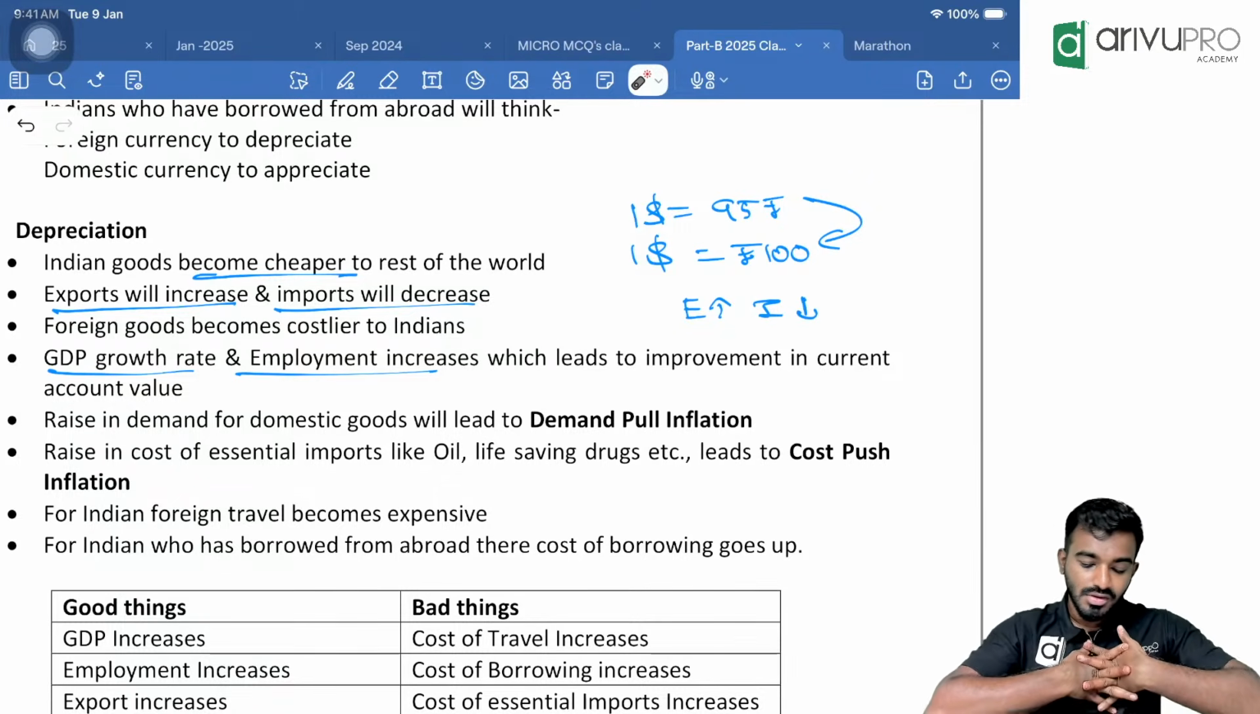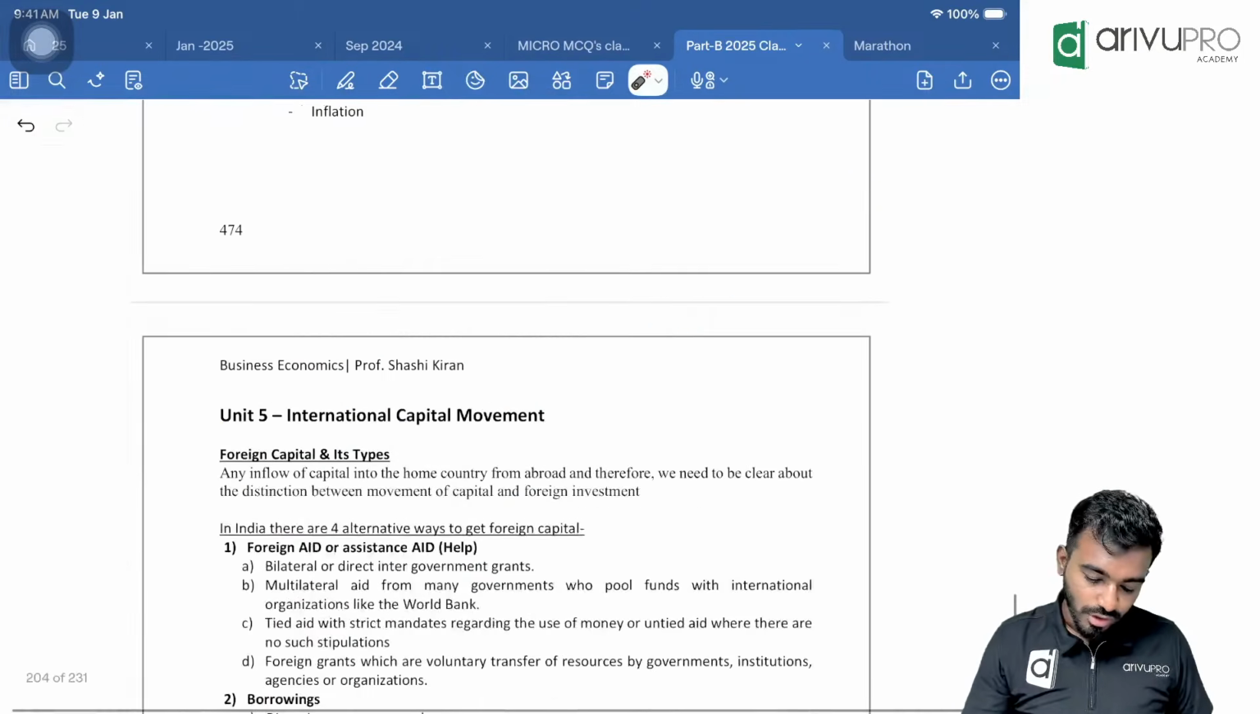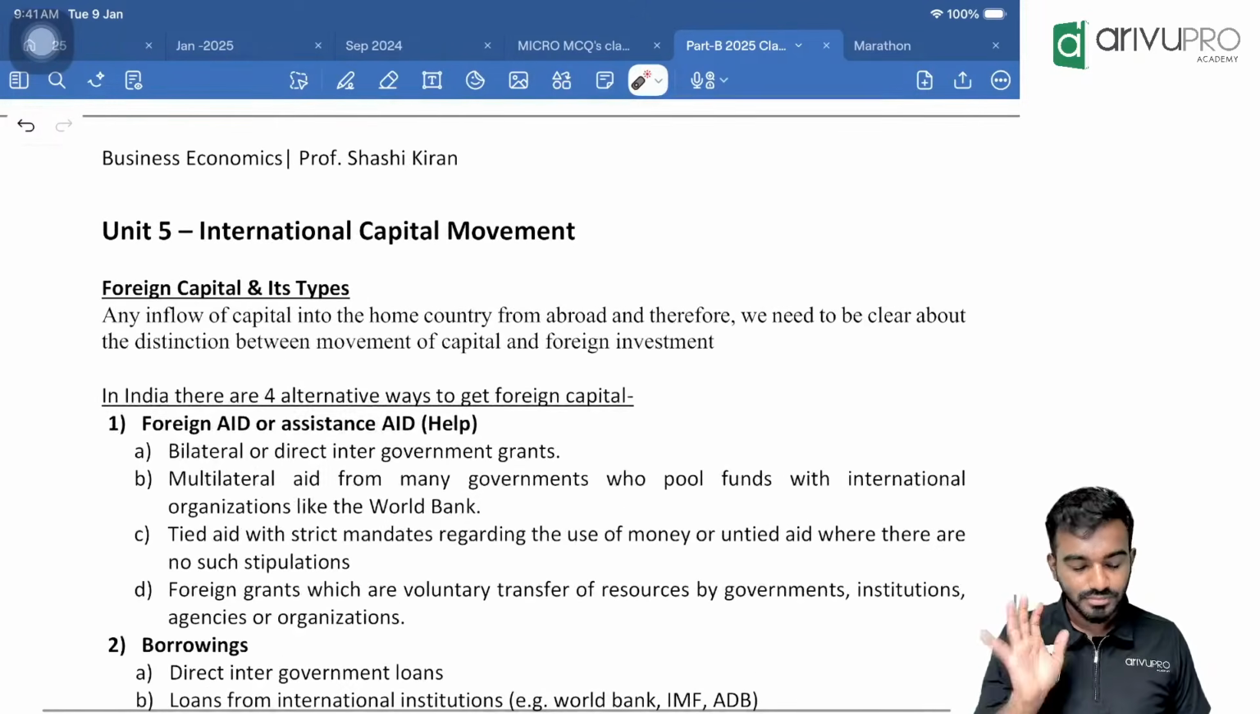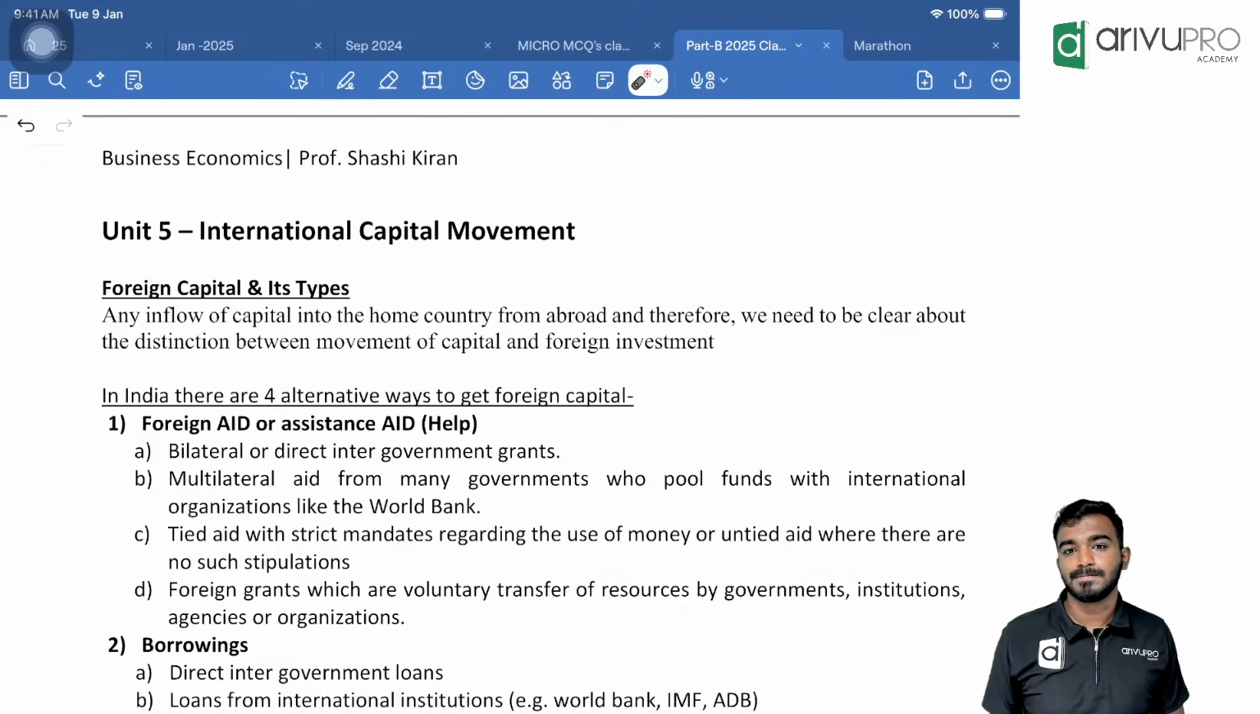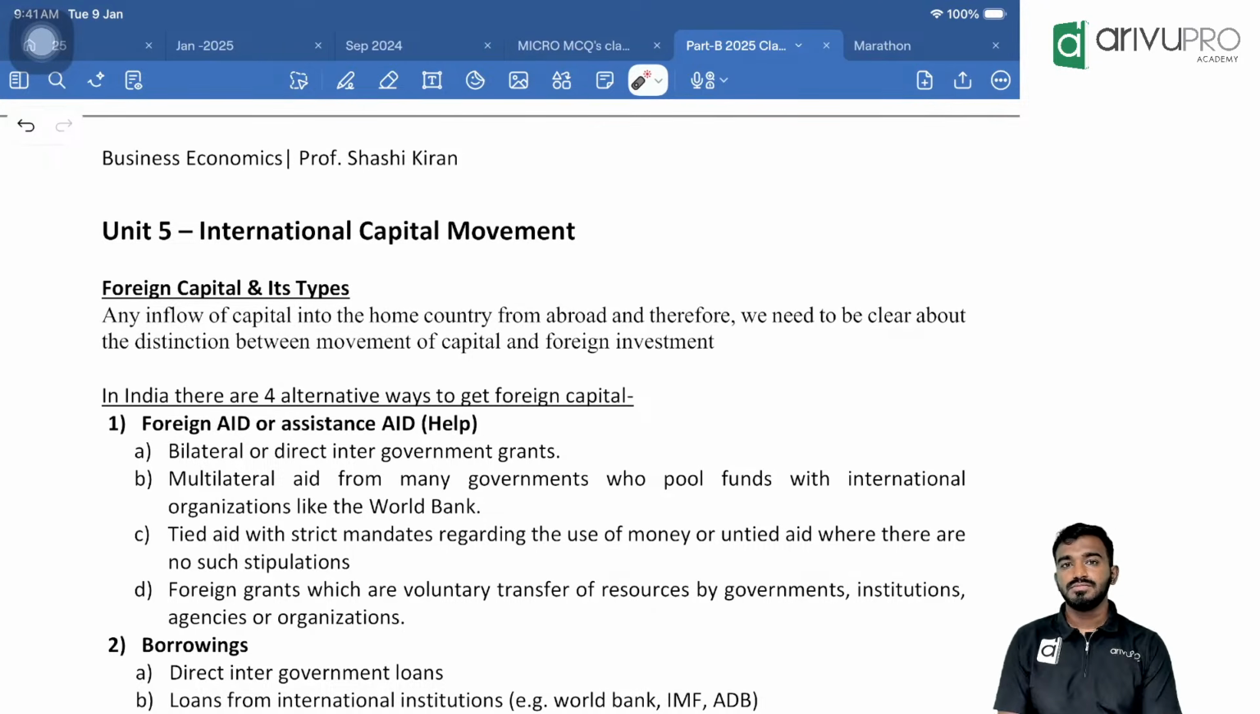Clear? So by this, unit number 4 also comes to an end. Now unit number 5, the last unit, where the main predominance is the FDI concept. The FDI concept is what is explained the most here.